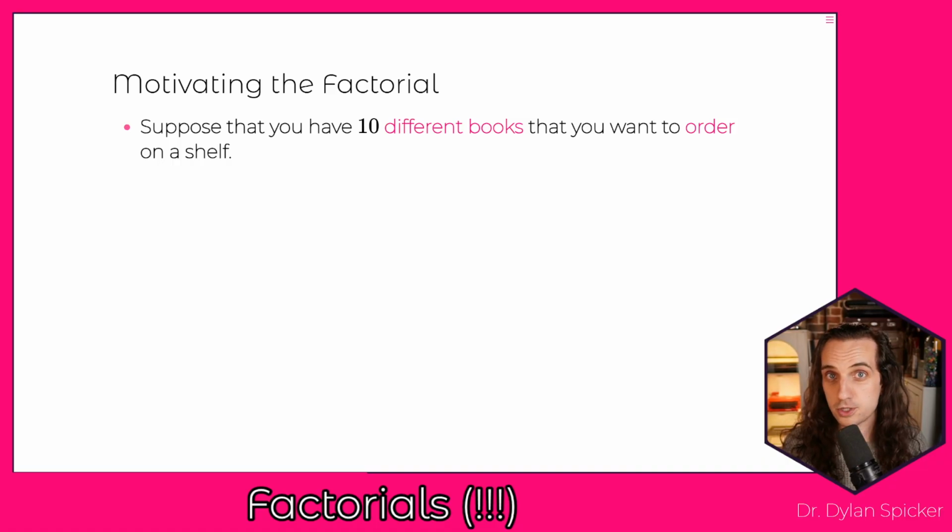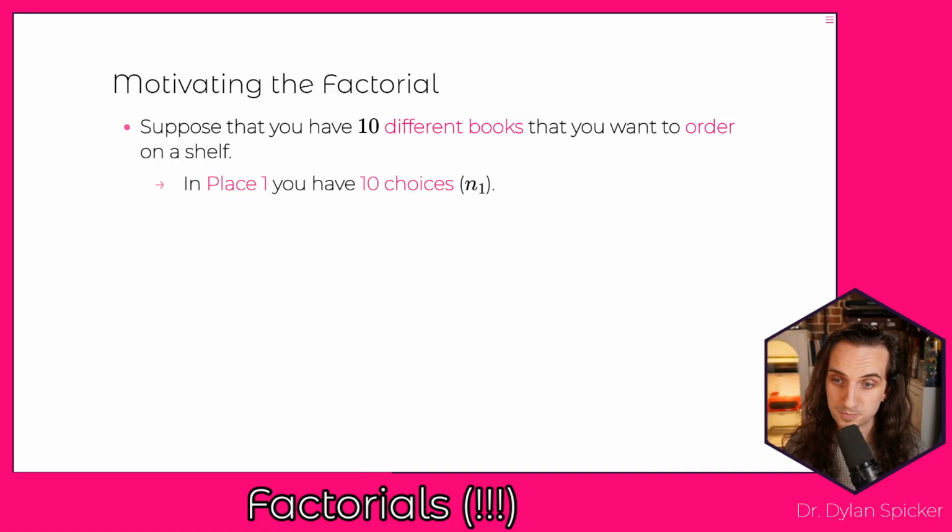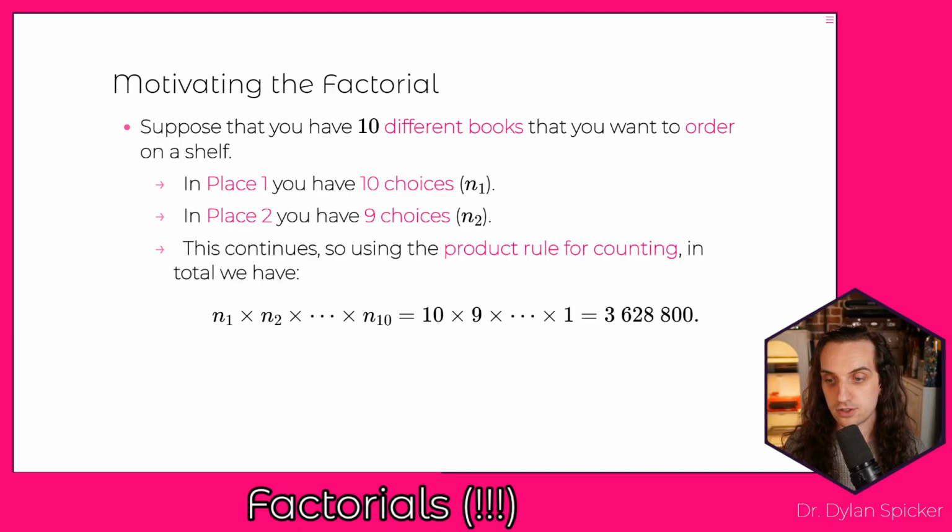Because you're going to have 10 options for the first book that you put on your shelf, and then you're going to go back to your stack of books and there's 9 left. And so then you're going to be able to take one of those 9, right? So you have 9 options for the second choice, and then you're going to have 8 options for the third choice, and so on, right? And so if you work through the product rule for counting, you can actually work out how many different ways are there of organizing the books on the shelf here. So in place 1, we have 10 choices. In place 2, we have 9, and so forth, right?